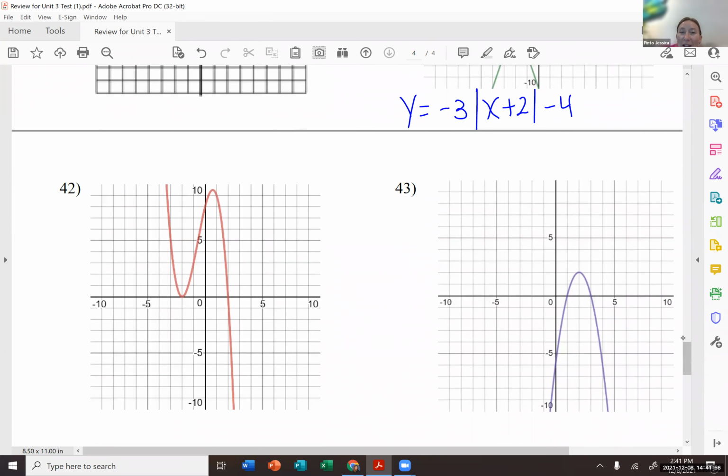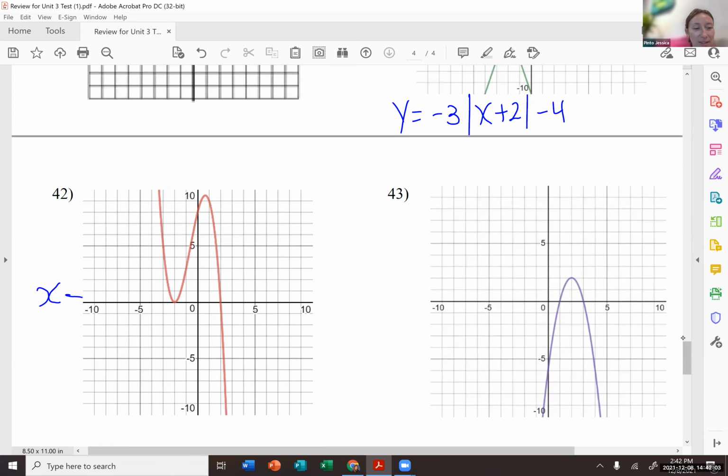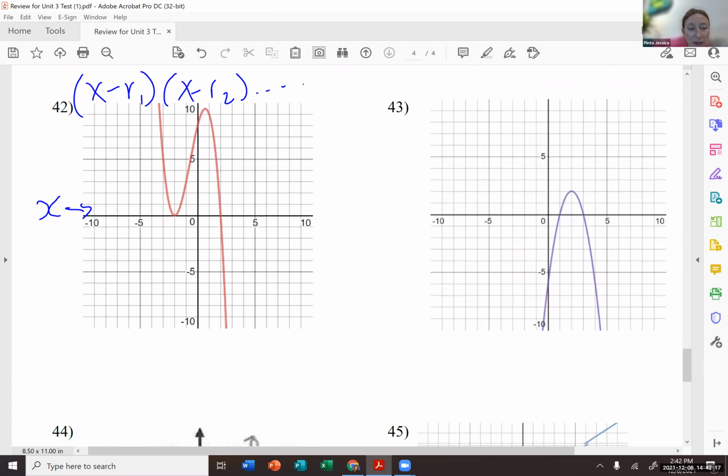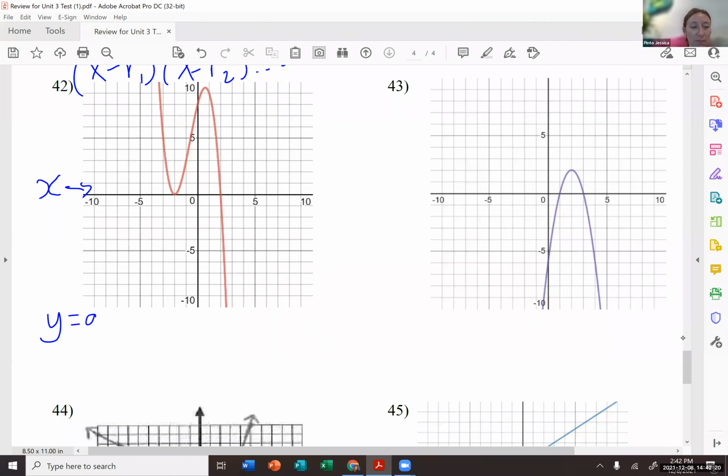42 is a polynomial. So I have to be able to recognize the type of function in order to do these. On this one, I look at the x-axis, and it's the pattern x minus r1, x minus r2, and so on, for however many times it crosses the x-axis. So y equals a times x minus, and it crosses right here at -2, so that's x plus 2. And I see that this is a bounce at the x-axis, so that's going to be multiplicity of 2, or squared. And then the next place where it crosses the x-axis is here at +2, so I just say x minus 2.